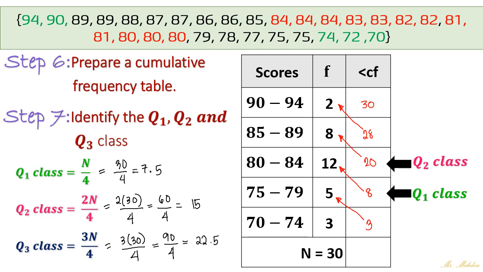Okay, now moving on, let's look for the class wherein this Q3 belongs. Since the cumulative frequency of class 85 to 89 is 28, it means that it started with rank 21 up to rank 28, and that means we can say that rank 22.5 belongs to this class. So therefore, our Q3 class is 85 to 89.